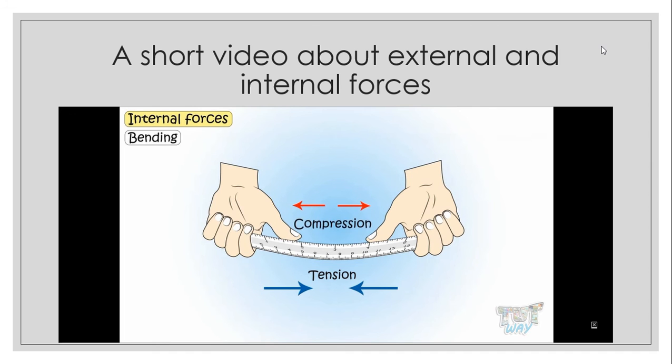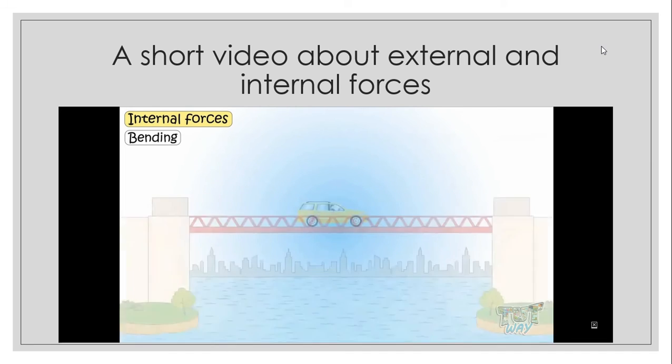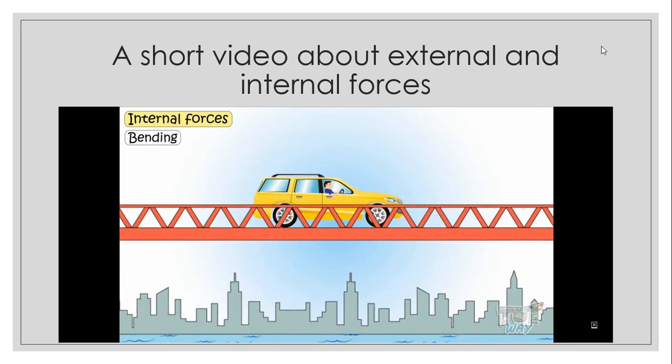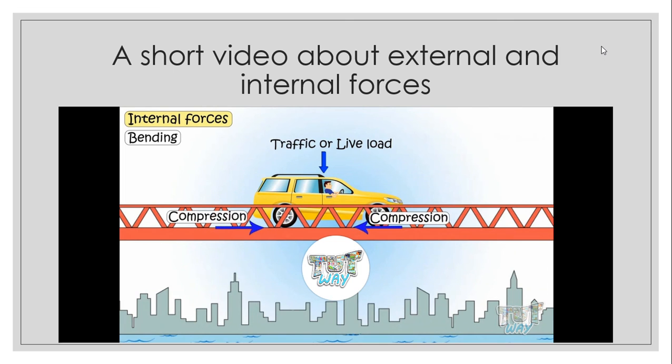And this is what happens in the case of beam bridges due to traffic or live load. The upper surface is compressed or shortened and develops compression, and the lower surface is elongated and develops tension.